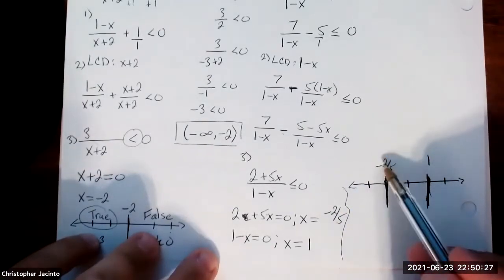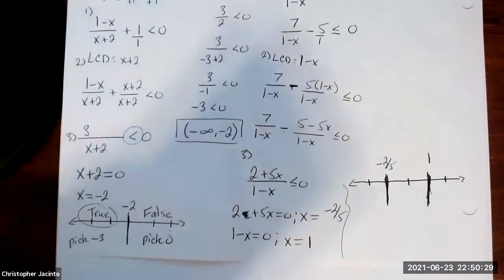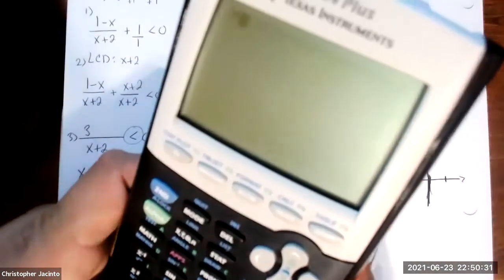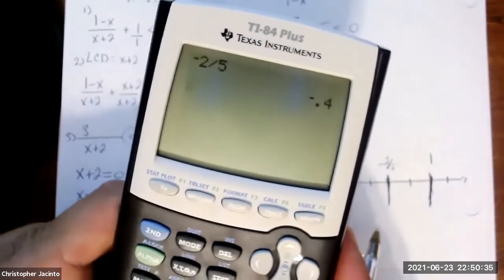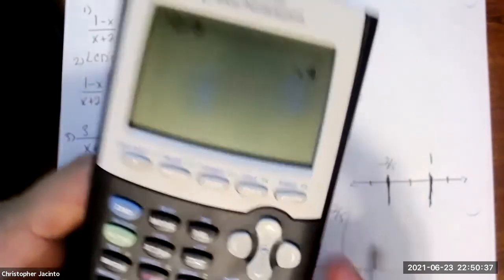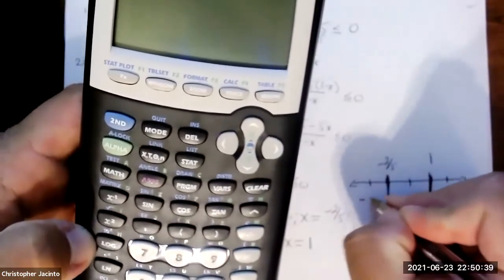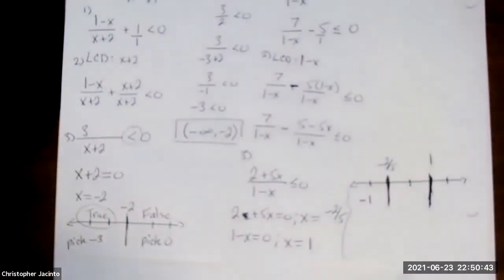Now, if you don't know what that value is, again, you could just plug it in as a decimal. So negative 2 over 5 is negative 0.4. So you could pick any number that's smaller than that. So we could plug in negative 1. That makes it easier for us. Negative 1 works, right? It's smaller than that number there.